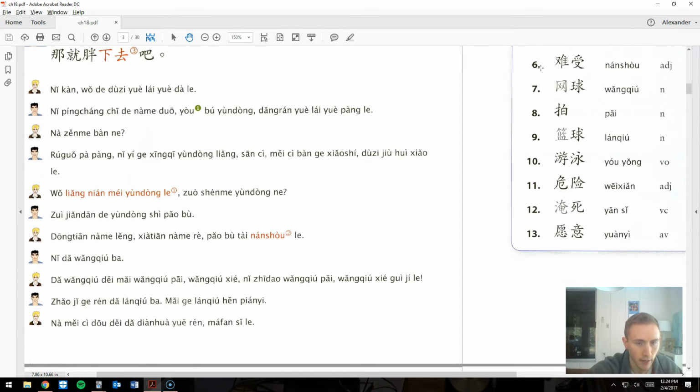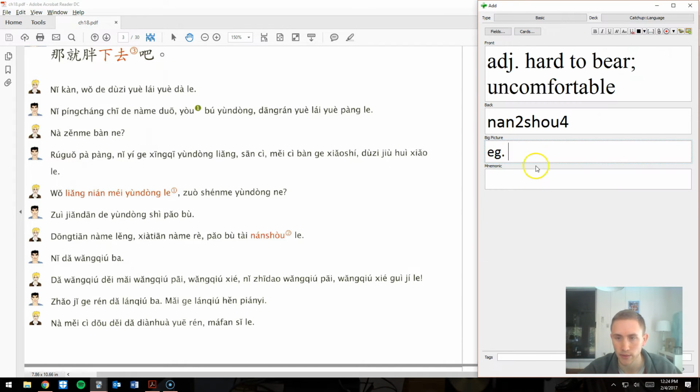There we go. It's in red right here. So 跑步太难受了. Okay, so that means running, 跑步, tai is too, and then too hard to bear, too uncomfortable. So that's a pretty good, easy way to make that. Makes sense.